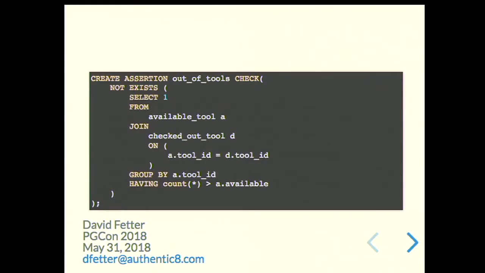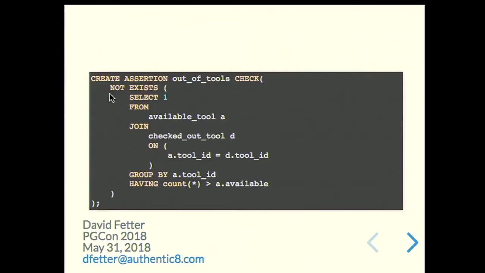That's it. That's our whole code. So we have here, let's see if I can get it. Okay, so create assertion. That's what this thing's about. A name, a check, an open paren, and a closed paren. That's, I think, the correct thing from the standard. Somebody will tell me for sure if it's not.